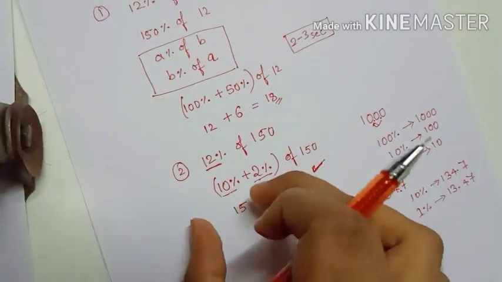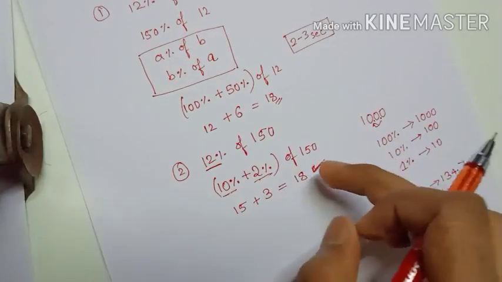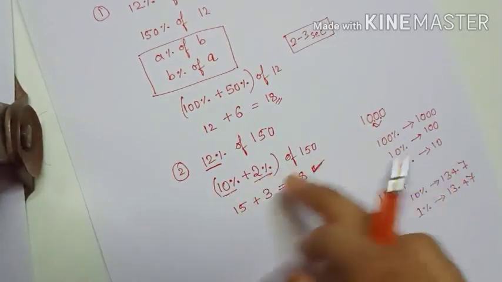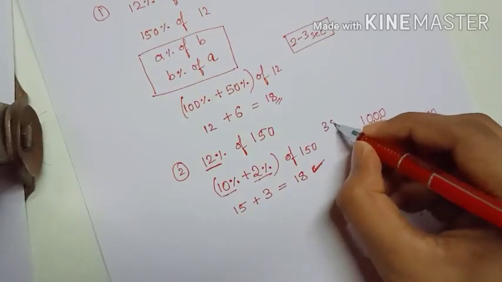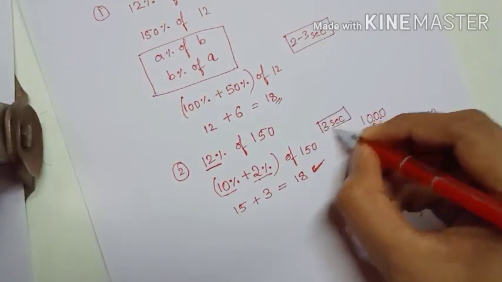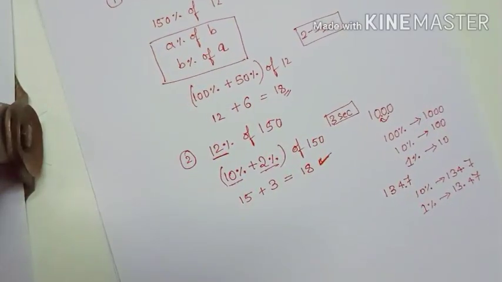You can just split it as 10 plus 2. 10% is 15, right? 1% is 1.5. If you want 2%, just double it, 3. So 15 plus 3, 18. You can do this within 3 seconds. Definitely, if you practice, you can do this within 3 seconds, right? Okay. Now, this is the method.